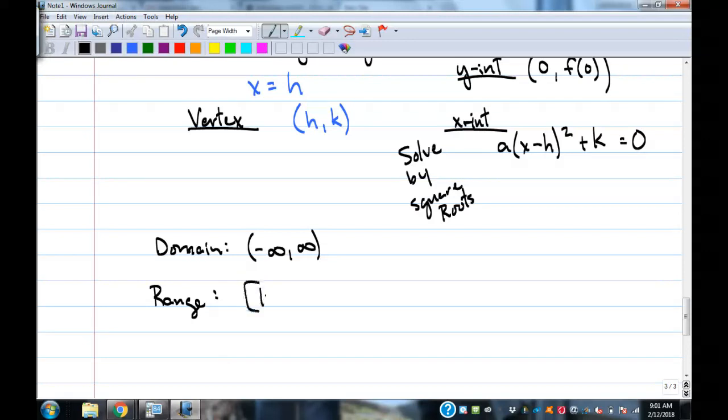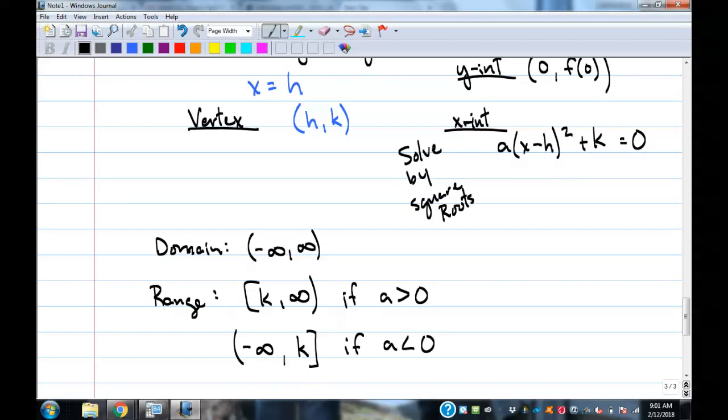Exactly. It'd be from K to positive infinity if A is what? Bigger than 0. If A is positive, it'll be from that K, the Y value of the vertex, to positive infinity. If A is negative, or less than 0, it's going to be from negative infinity to K. We can be a little bit more specific on this one because we know that value. It's K every time if it's in vertex form. So we can be a little more specific about the general idea of range there.